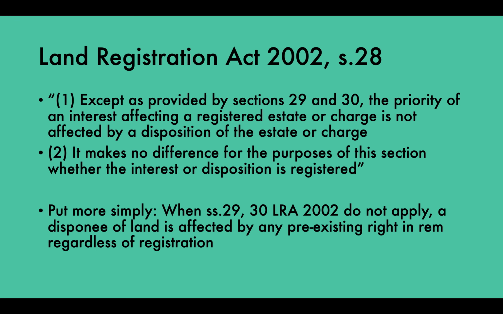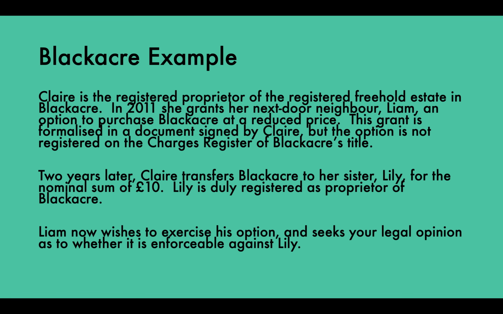So let's look at one final problem question just to finish off this video, and it's a slightly smaller one. Claire is the registered proprietor of the registered freehold estate in Blackacre. In 2011, she grants her next door neighbour, Liam, an option to purchase Blackacre at a reduced price. The grant is formalised in a document signed by Claire, but the option is not registered on the Charges Register of Blackacre's title. Two years later, Claire transfers Blackacre to her sister Lily for the nominal sum of £10. Lily is duly registered as proprietor of Blackacre. Liam now wishes to exercise his option and seeks your legal opinion as to whether it is enforceable against Lily.